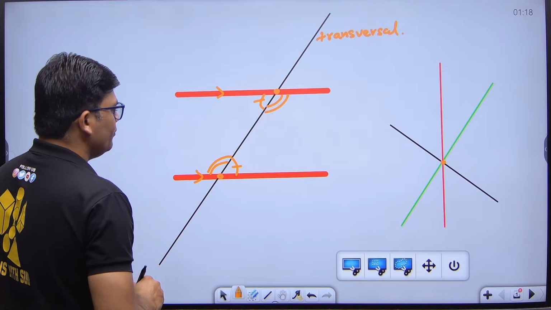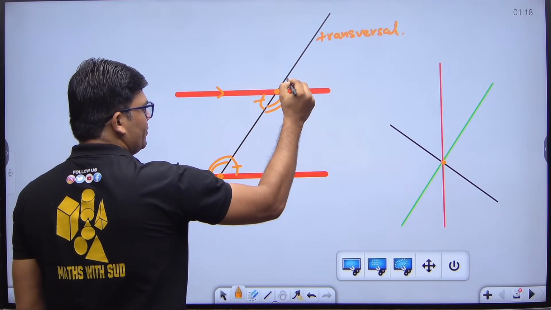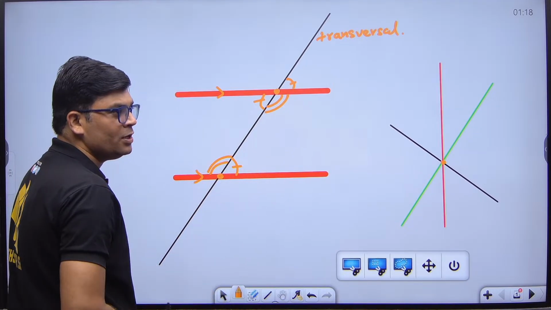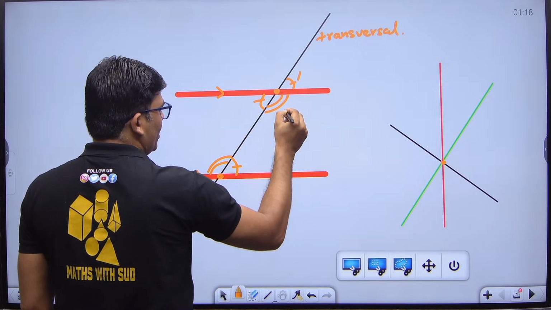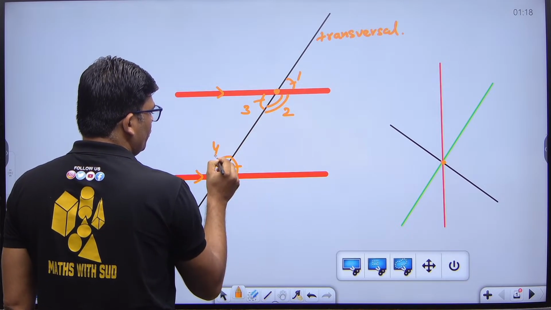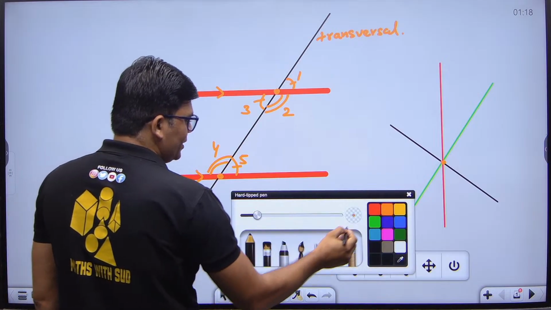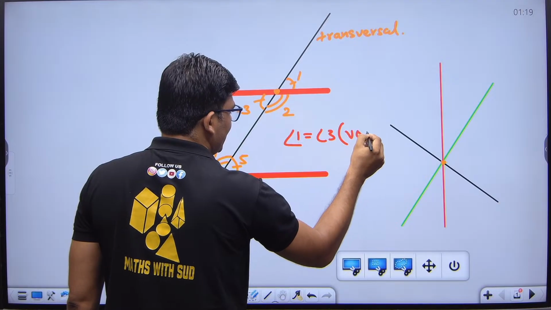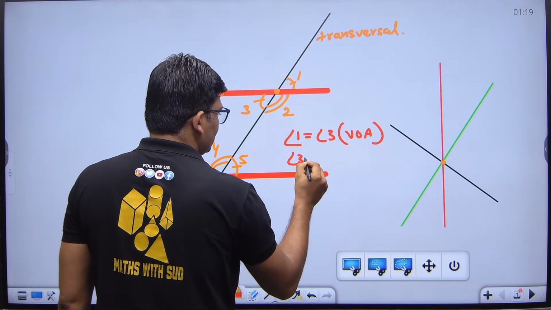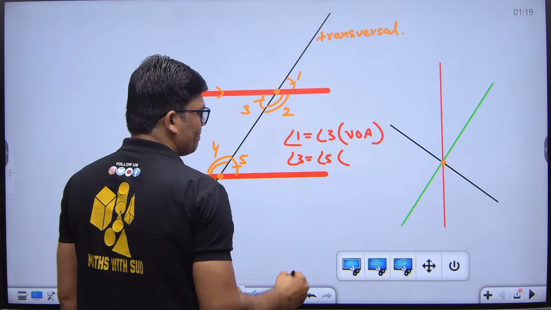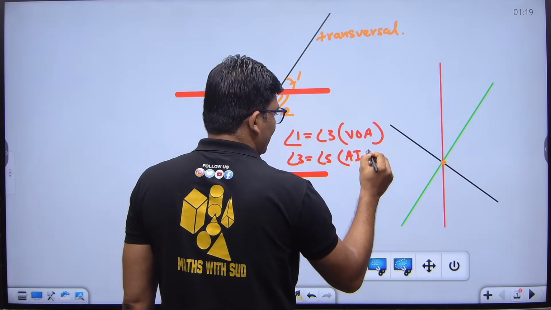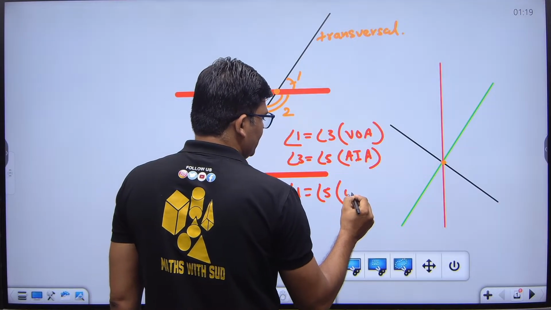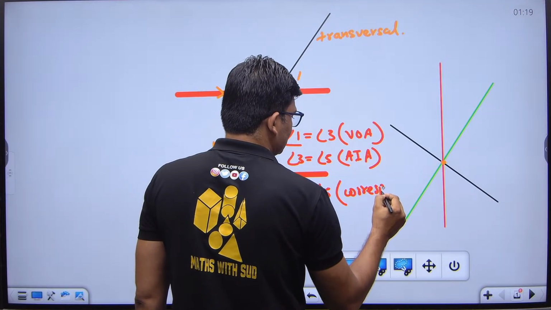Similarly, these two angles are vertically opposite angles, so this is equal to this. So these two angles are also equal. If I name them 1, 2, 3, 4, 5, we can say that angle 1 is equal to angle 3 using vertically opposite angles, and angle 3 is equal to angle 5 using alternate interior angles. And so angle 1 is equal to angle 5. These are known as corresponding angles.